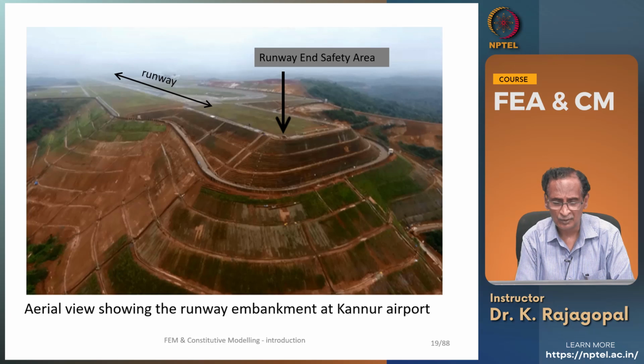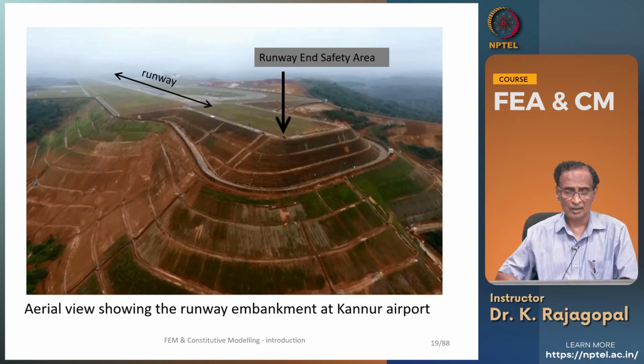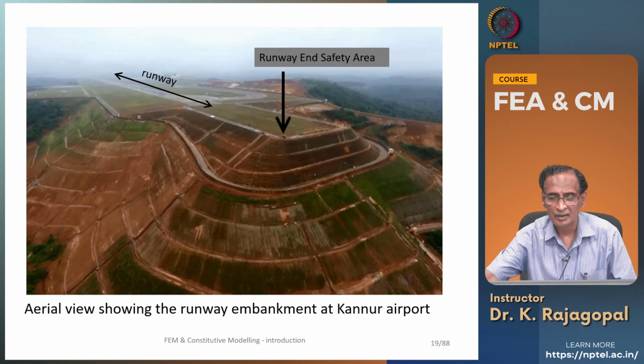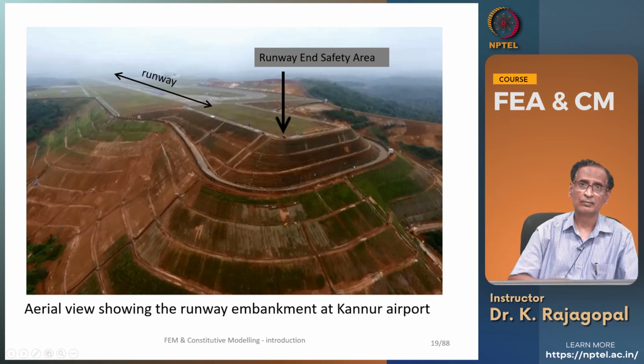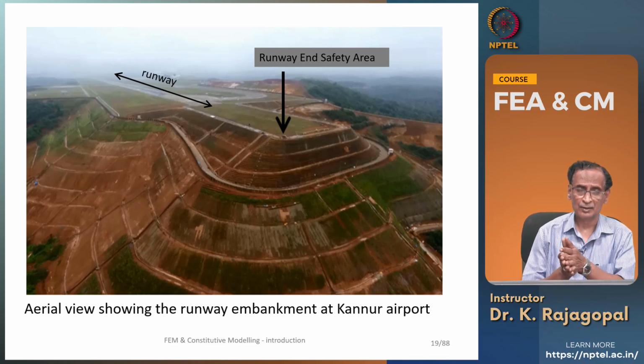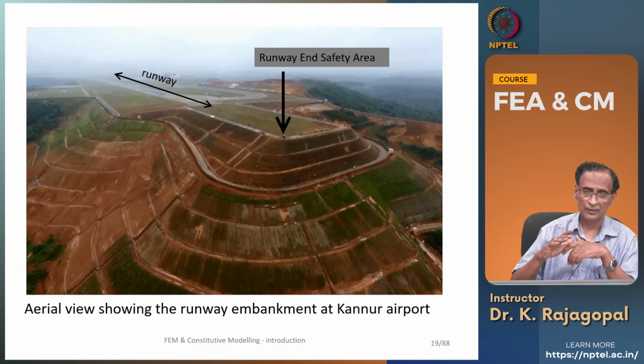And here you are looking at a runway embankment. It's about 70 meters in height, and it consists of a number of slopes and a number of berms, because it's not one continuous slope. And because of the tight land situation, we have to have a very steep slope, and so you need to use some layers of geosynthetic reinforcement so that we can construct a steep slope.